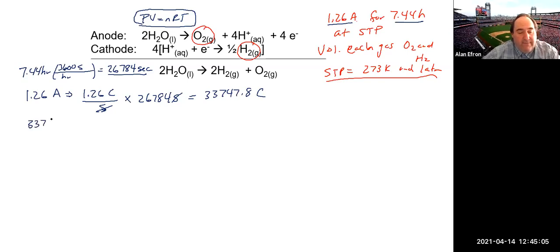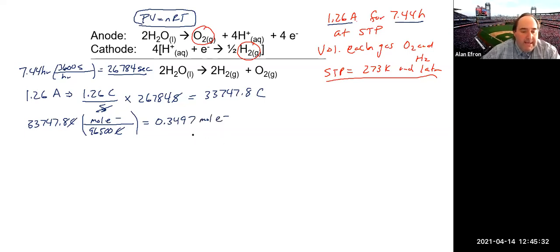So 33,747.8 coulombs, again dividing by Faraday's constant, is going to convert us into moles of electrons. And it looks like we end up with 0.3497. Any questions up to that point? It's really this moles of electrons that now allows us to go into our half reactions and do one of the gases or both of them, depending on what the question asks.